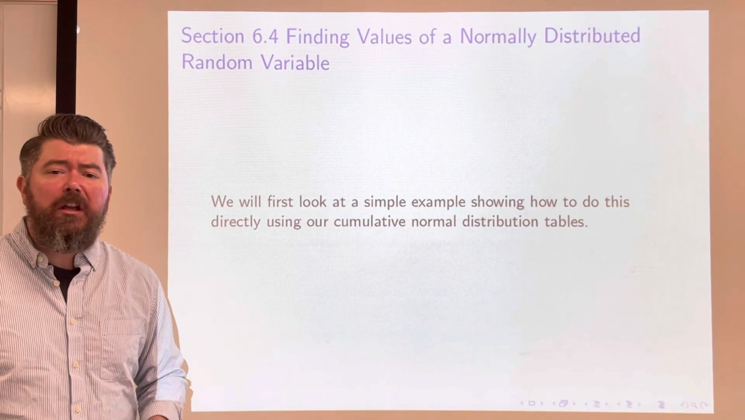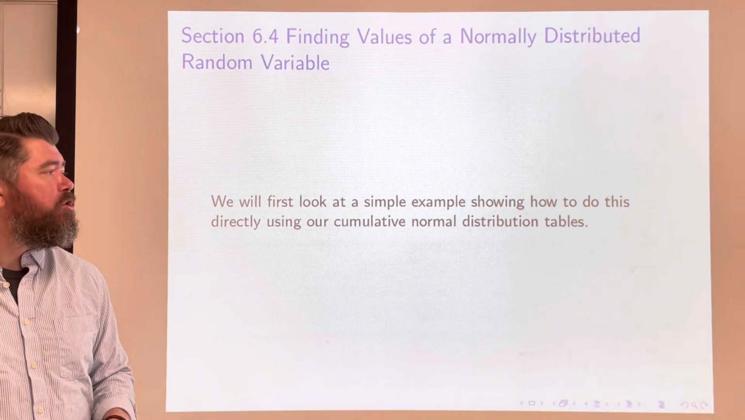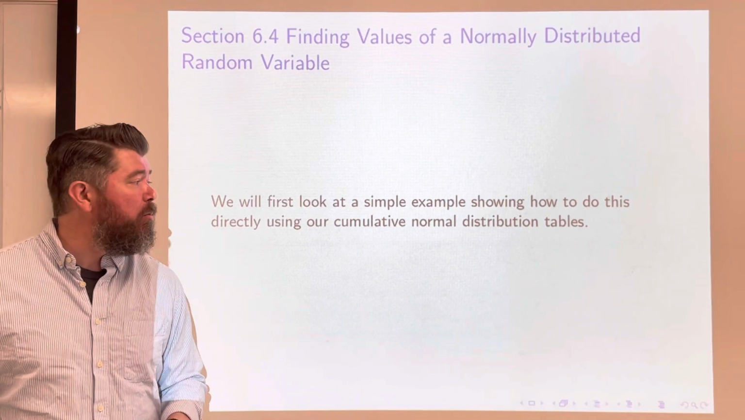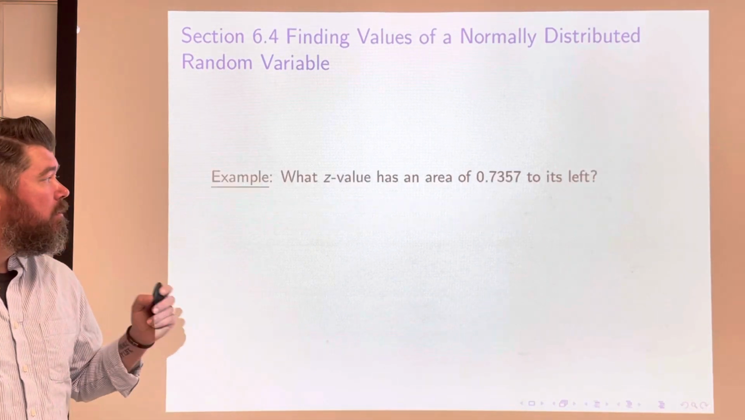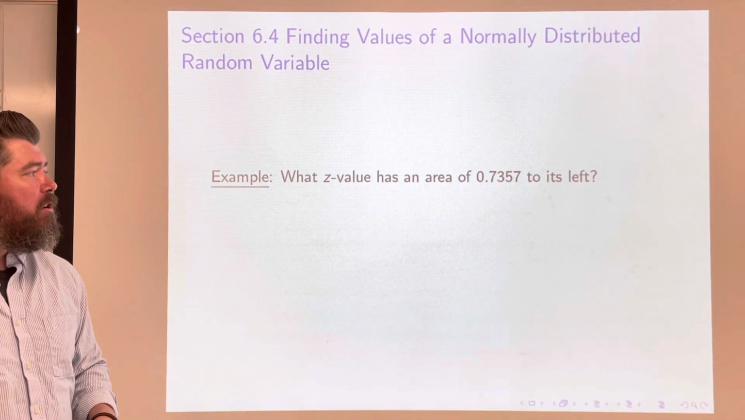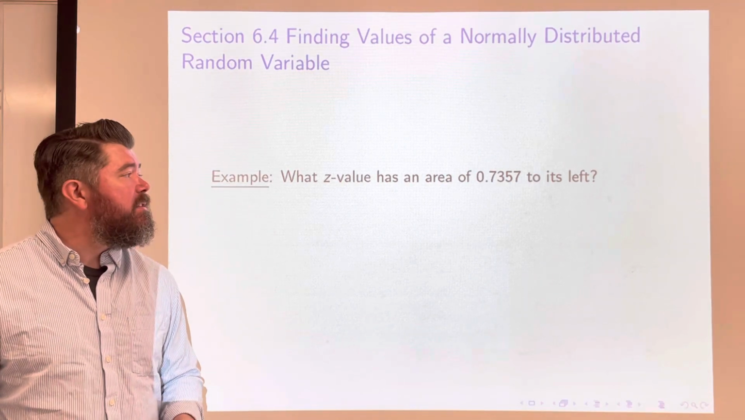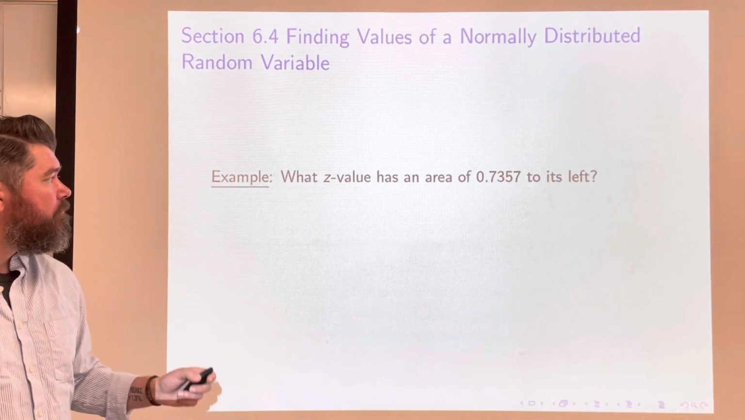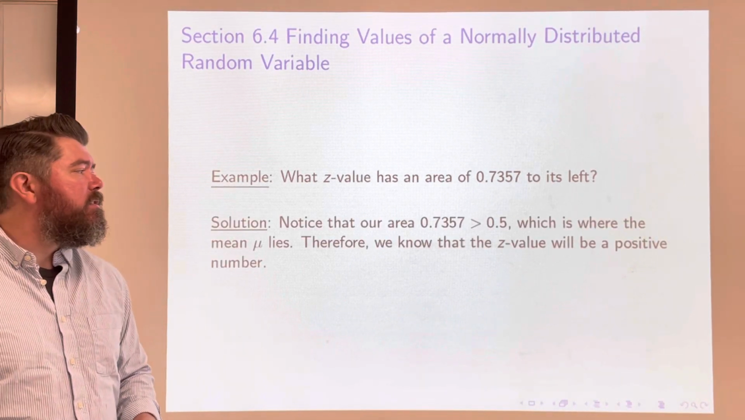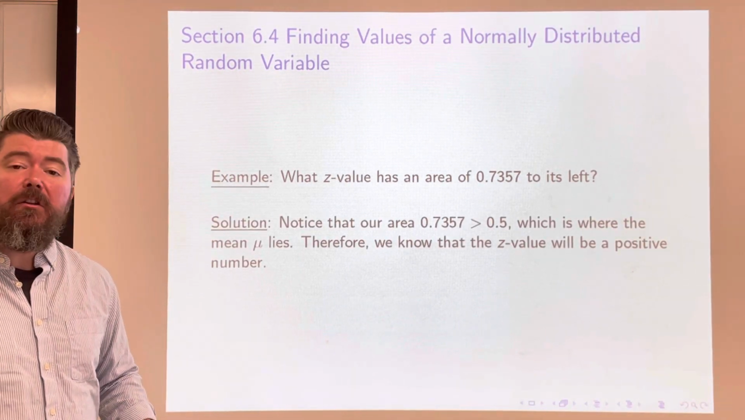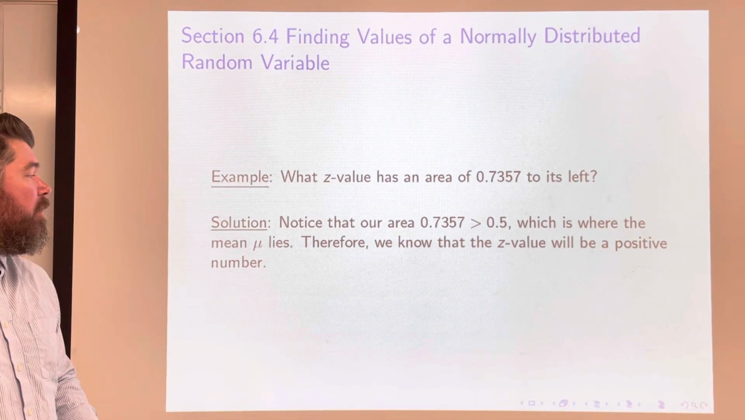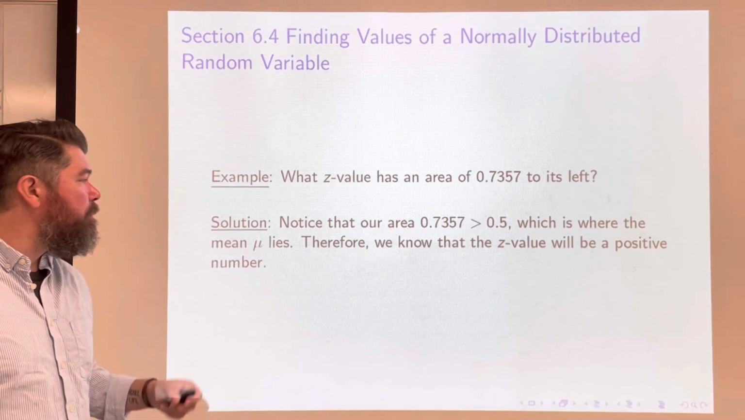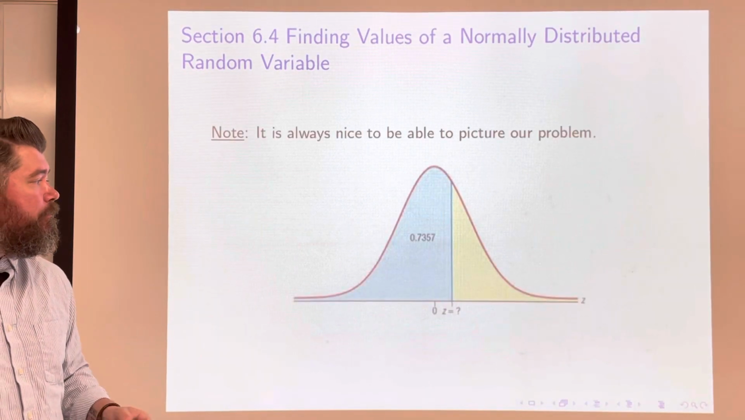We will first look at a simple example showing how to do this directly using our cumulative normal distribution tables. What z value has an area of 0.7357 to its left? Notice that our area is bigger than 0.5, which is where the mean lies. Therefore, we know that the z value will be a positive number.